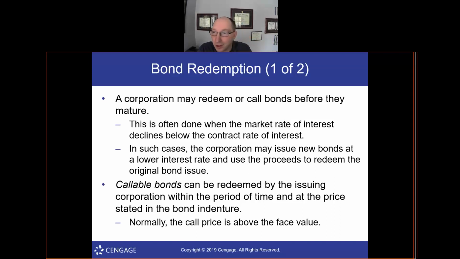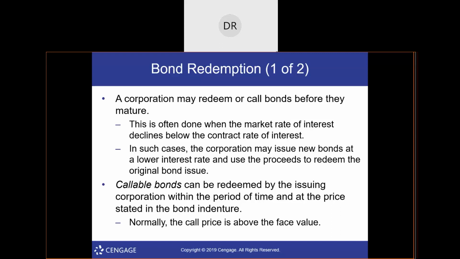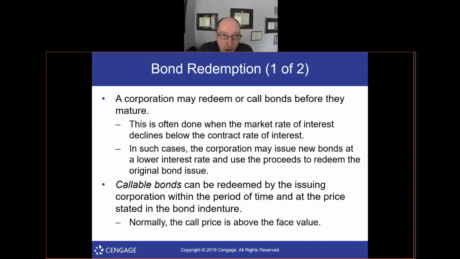Hey, Professor. Go ahead, David. So say, okay, like you said they call them in. So that means the people that actually hold the bonds return them to the bank? To the corporation, yeah. The person who holds the bond is the one that owns the bond, right?